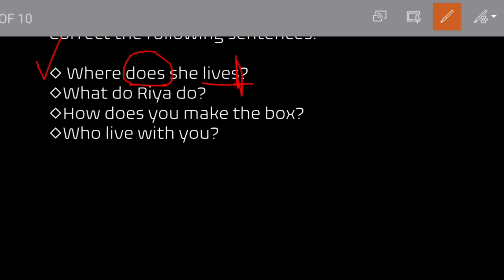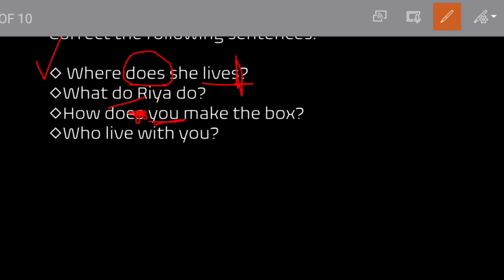And let's look at the second sentence. What do Ria do? How will you say that? What does Ria do? Yeah. How does you make the box? What's wrong with this sentence? Here the subject is you. So we have to say, how do you make the box? And the last one, who live with you?